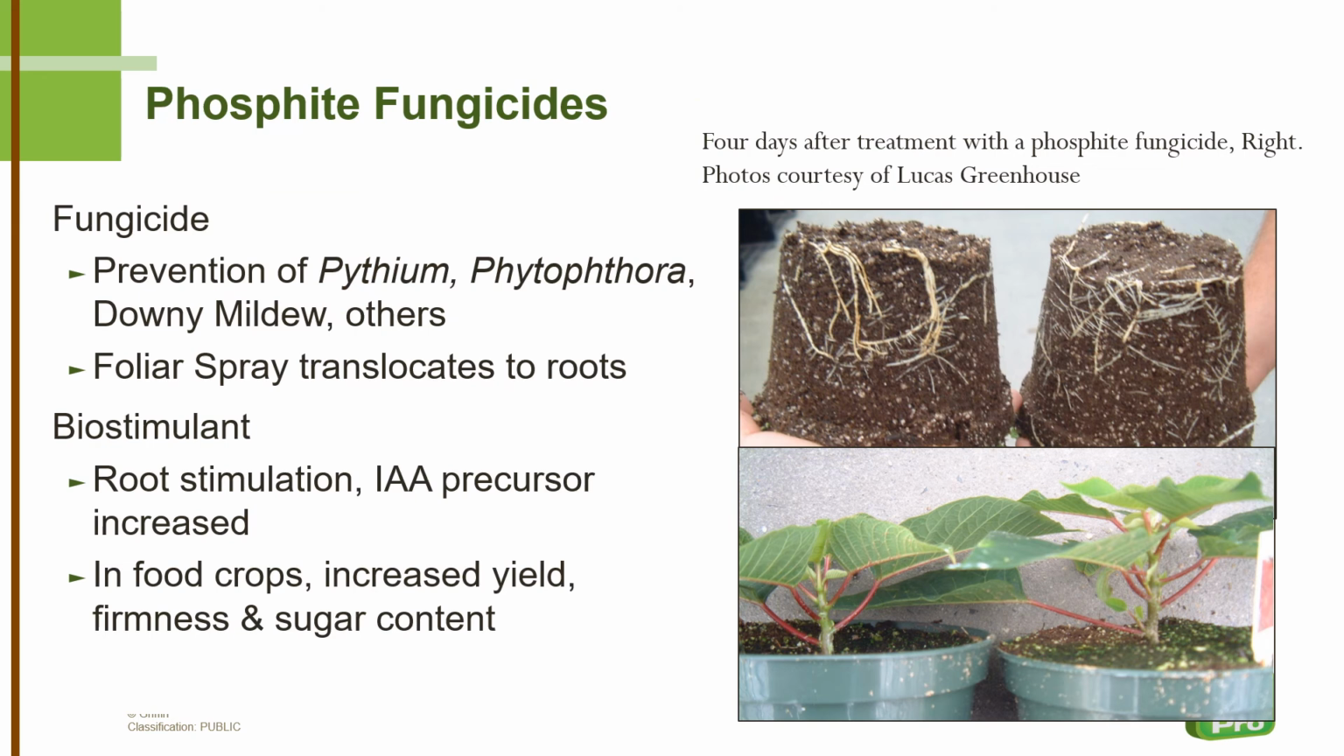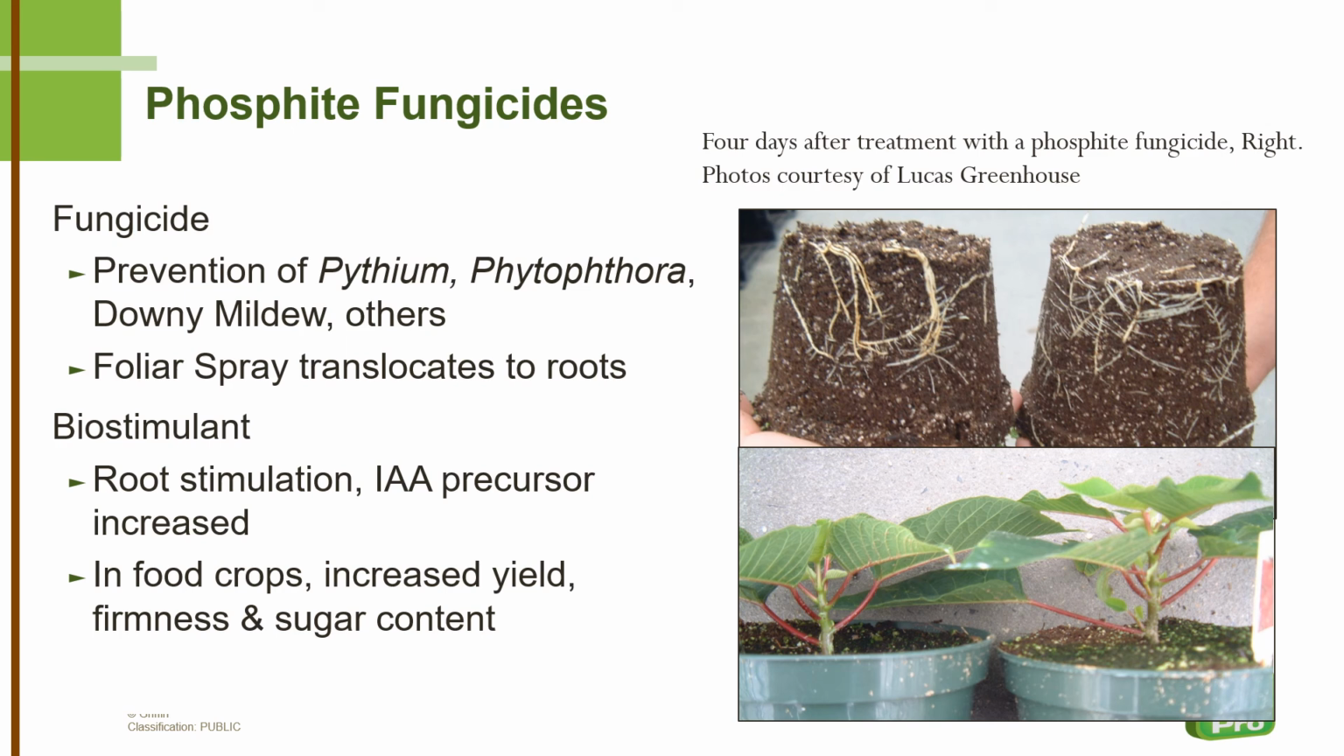So here is an example of a grower trial. On the left of each photo, we have an untreated plant, and on the right, a plant that's been treated with phosphite and then photographed 4 days later. And what we see in the root zone is that we have increased branching of the roots already showing up after 4 days. So that plant's building a stronger root structure. And in the top, in this 4 days, we see just a little bit of growth stimulation as well.